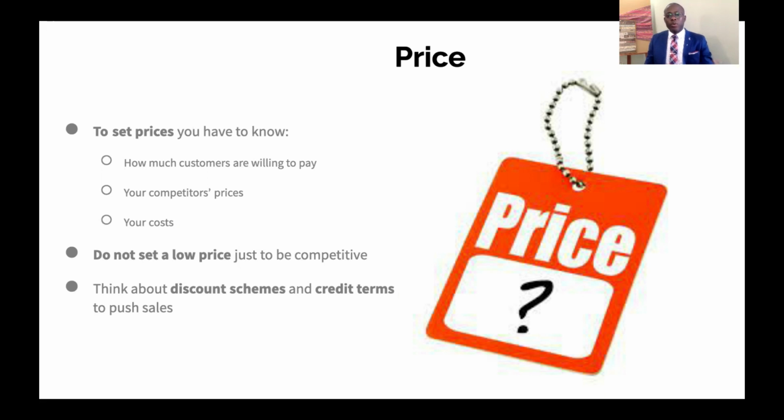Now, I want you to do this. Don't set a low price just because you want to be competitive. Don't do it. Don't set a low price for your product just because it's what your neighbor on the street is doing. If you have to set a low price, set it as part of an overall strategy. And we're going to go through a couple of strategies that you can use in the next slide.